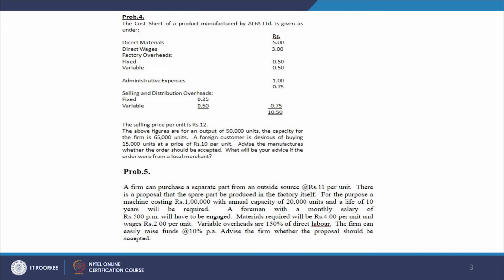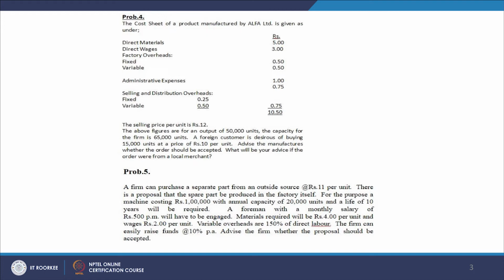Further information given to us is that the above figures are for an output of 50,000 units. The capacity of the firm is to manufacture 65,000 units, and the firm can manufacture 65,000 units without incurring any extra fixed cost. A foreign customer is desirous of buying 15,000 units at a price of rupees 10 per unit. Advise the manufacturers whether the order should be accepted or not.